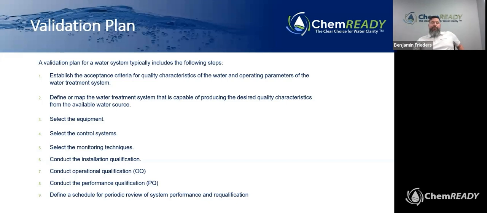Part of the standard includes the validation plan. Validation plan for a water system typically includes these steps. So part of understanding what you need is, we've talked before about the risk assessment. Risk assessment needs to understand the quality characteristics of your existing water and what you're hoping to achieve. With that, you can select the equipment, the control systems, and then you can go down the path of selecting your monitoring techniques for water quality, which typically includes laboratory testing.